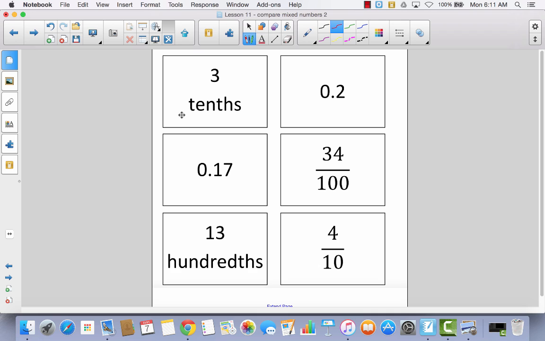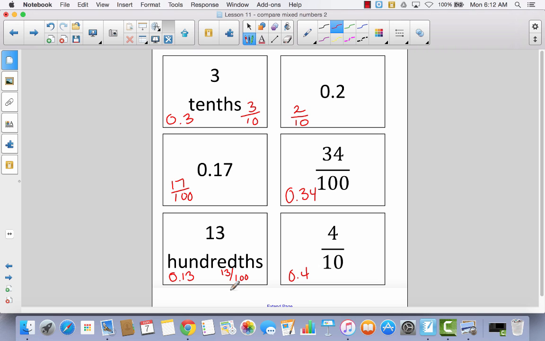So let's just go through and let's write in decimal form and in fraction form. So if I have 3/10, it would look like this in decimal form. And in fraction form, it would look like this, 3/10. So if I wanted to do that in fraction form, it would be 2/10. And then if I had 17/100, and then 34/100, and then with 13/100, it would be 13/100. And then with 4/10, it would look like this.